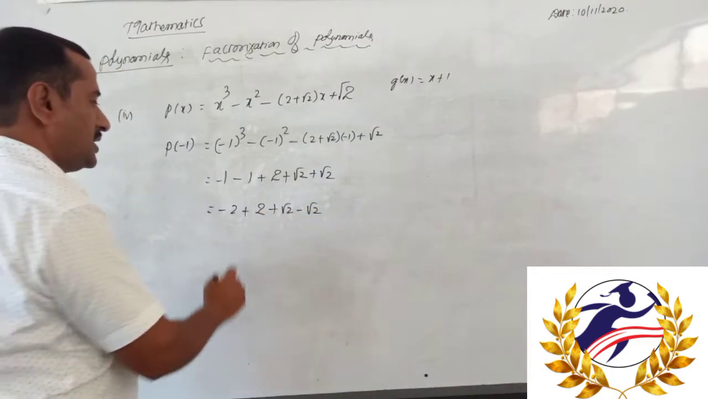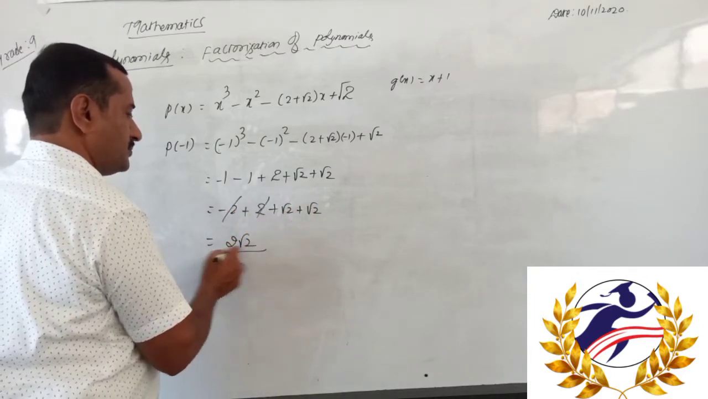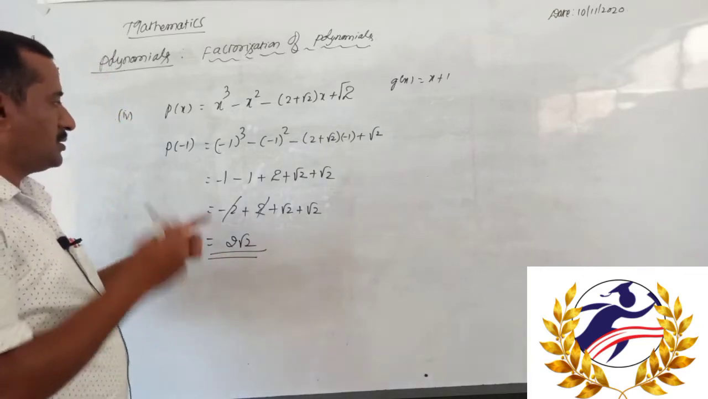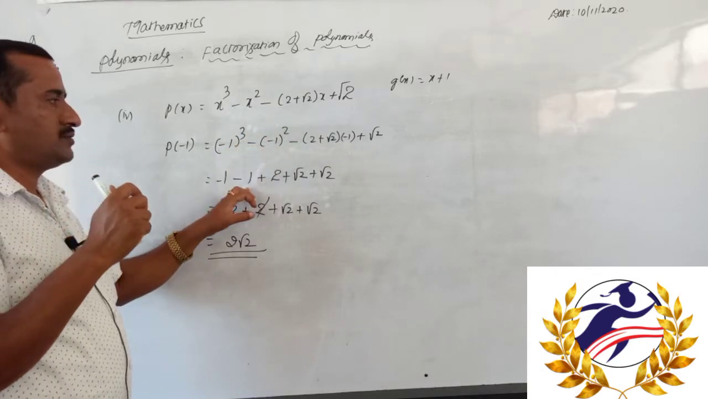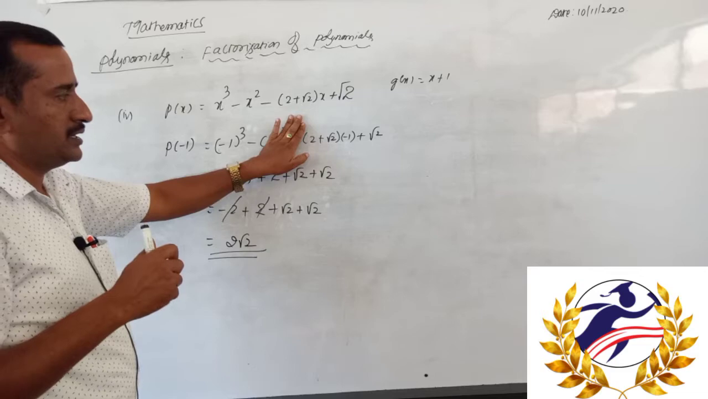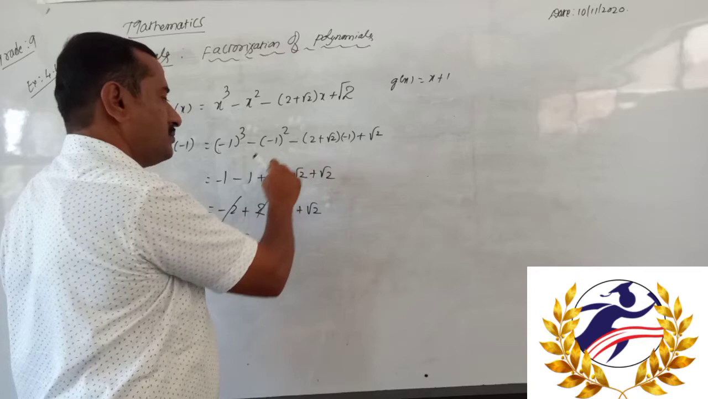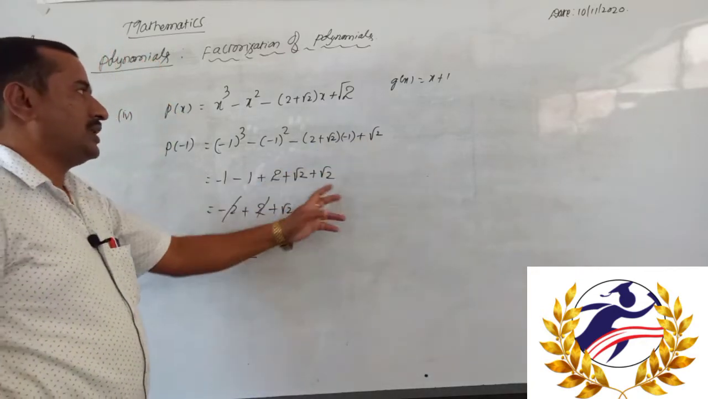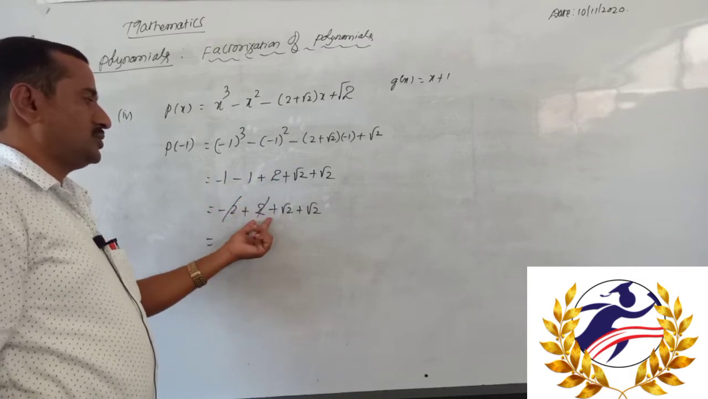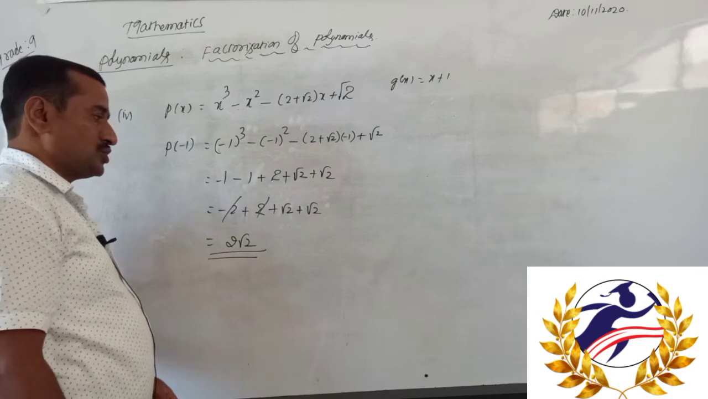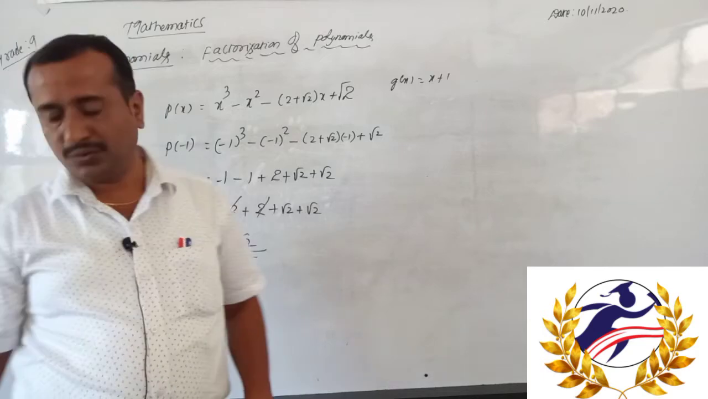So as the result of that, we will get what? Root 2. I repeat, minus 1 cube is minus 1, minus 1 square is plus 1 into minus is minus 1. Now you see here, both are minus. Minus of minus becomes plus, both are plus, and that root 2 as it is. So as a result of that, this minus 1 is minus 2 plus 2, it cancels. We are left with 2 root 2. So 2 root 2 plus root 2 gives you root 2.